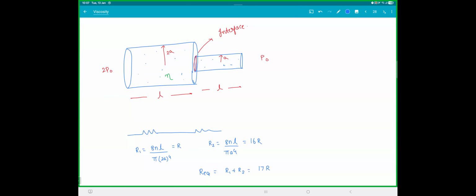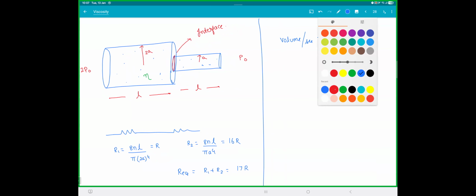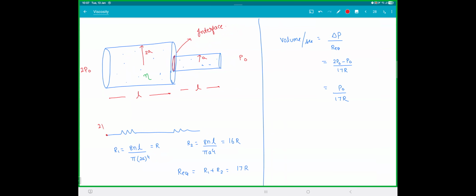Then what is the current? Current here is nothing but the volume flow per second, which is the pressure difference by R equivalent. The pressure difference here is 2 P naught minus P naught by 17R, so P naught by 17R. And how do you find the pressure at the interface? Look at this. Here the pressure is 2 P naught, here the pressure is P naught, and at the center let the pressure be X. Let the current be I. Because they both are in series, we'll have the same current.